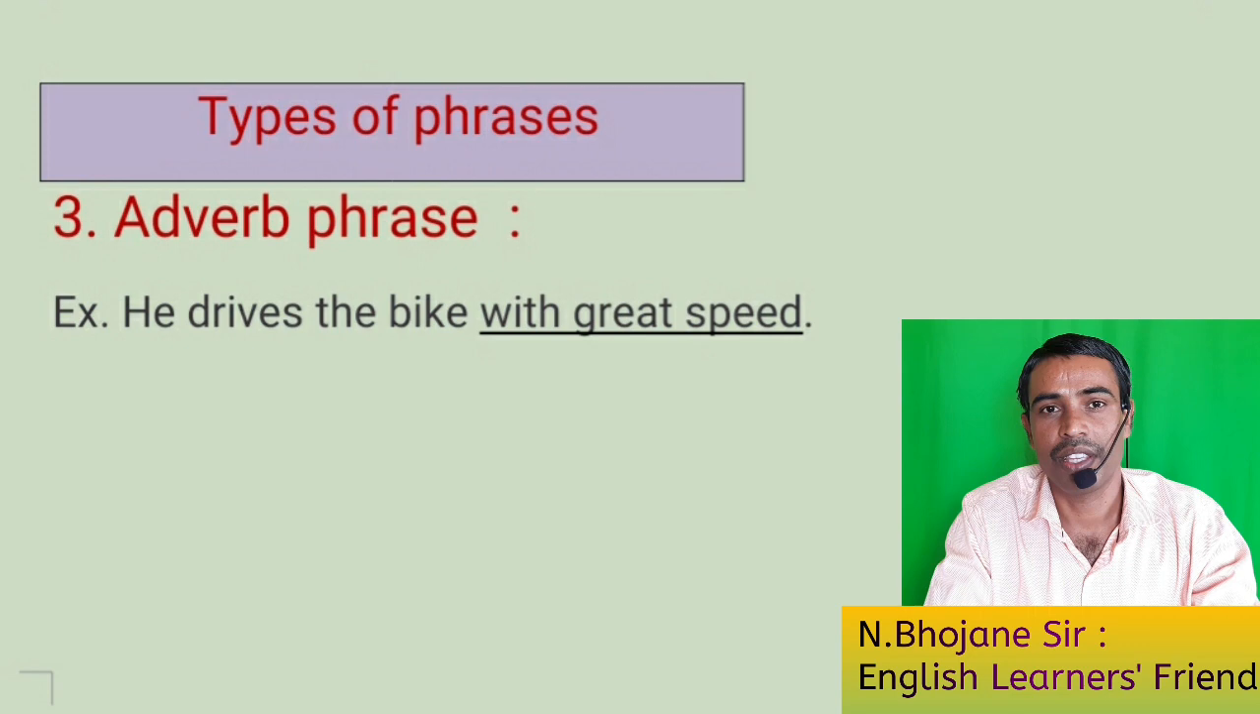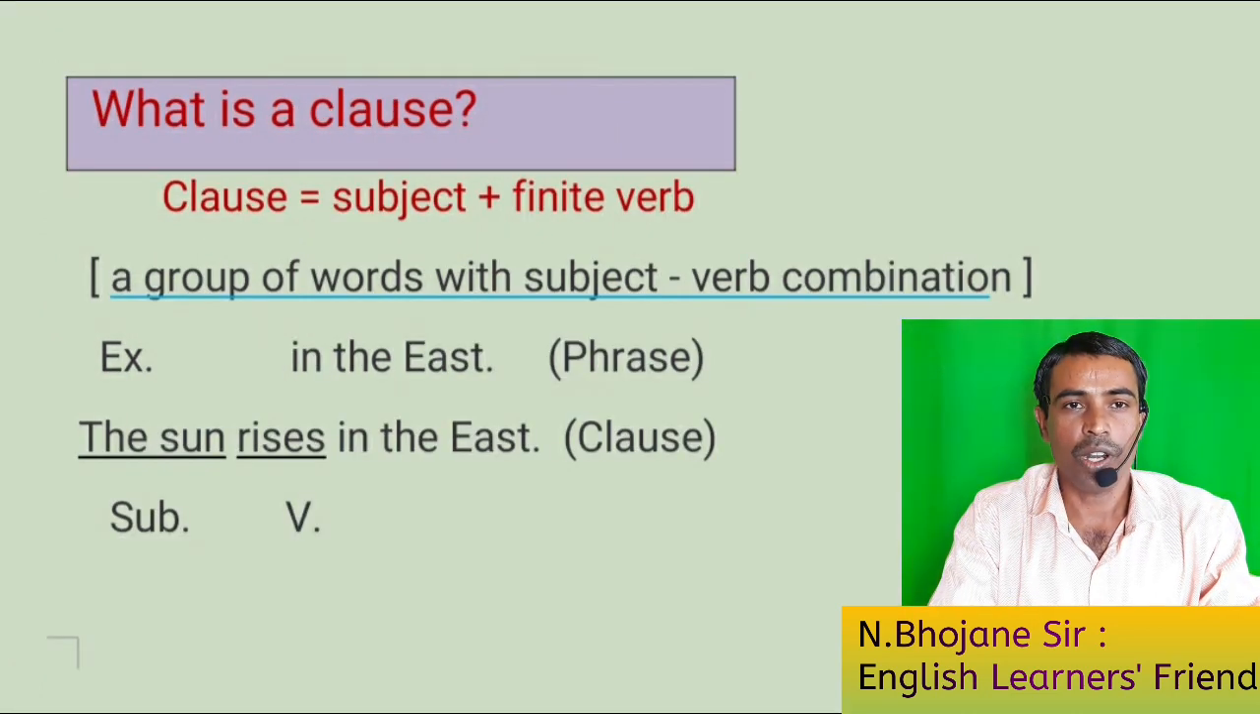Adverb phrase. He drives the bike with great speed. Now, in this example, with great speed is an example of adverb phrase. What is a clause? Clause is a group of words with subject verb combination. Remember, clause is equal to subject plus finite verb.